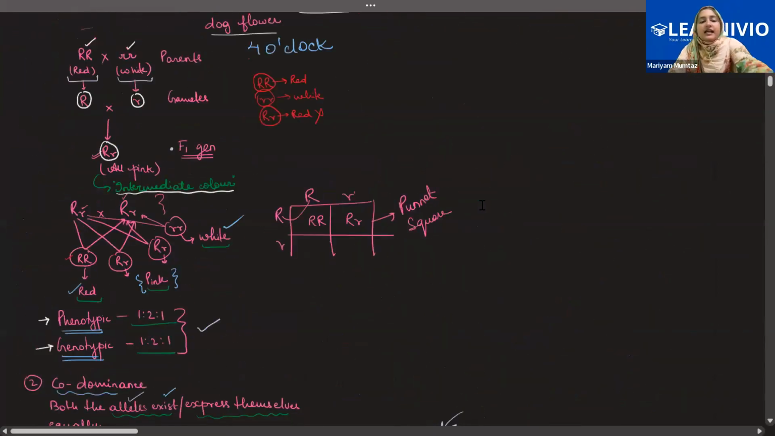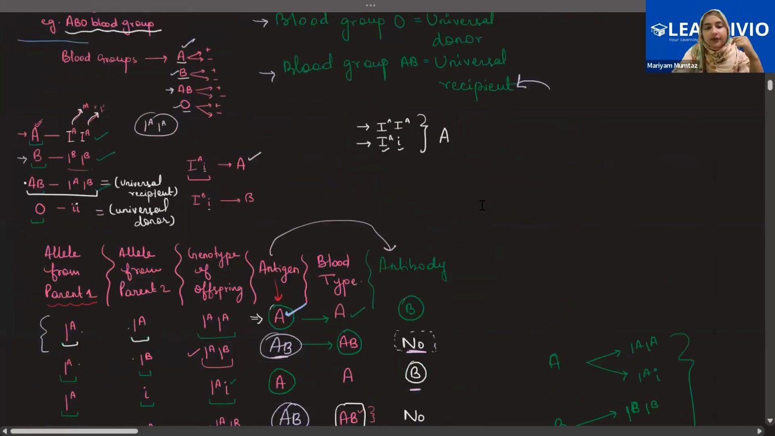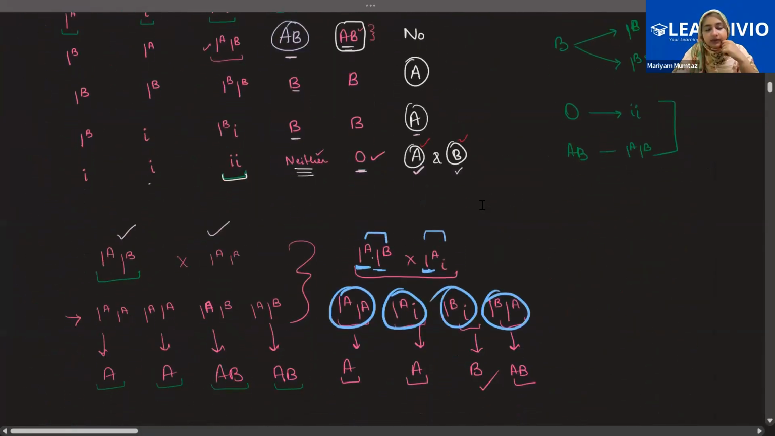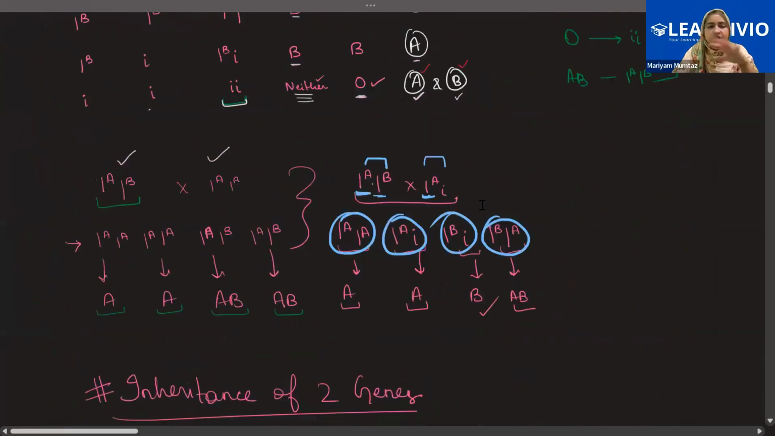Alright, so in the previous class, I think we left off at ABO blood grouping, right? Yeah. Did you have any doubts up until now? No.